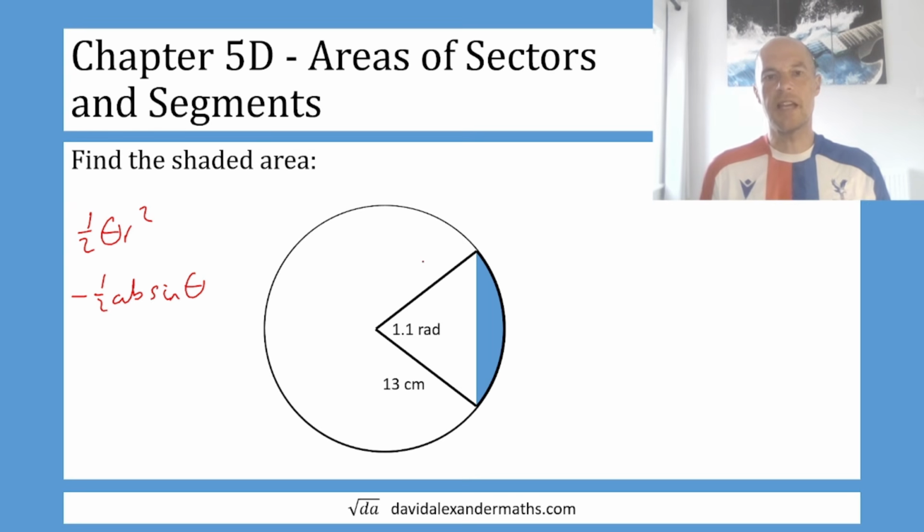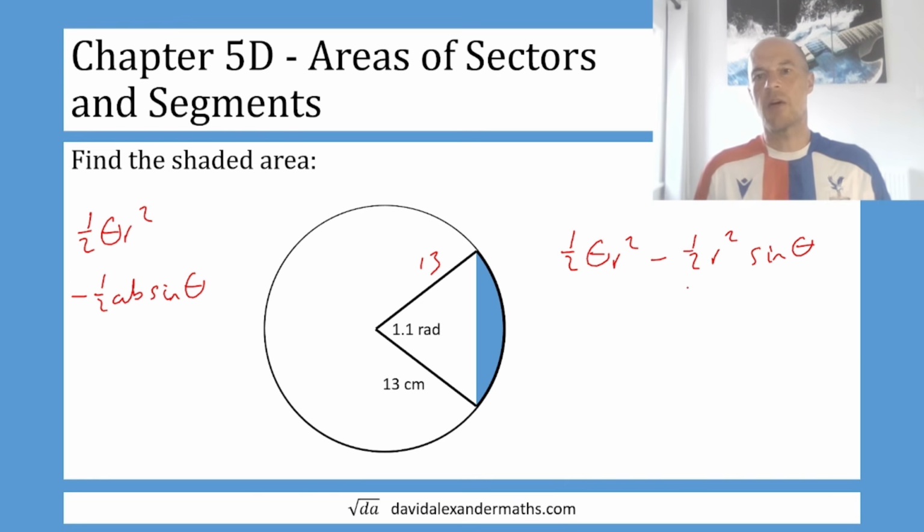A and B are both 13 in this case, but the key thing is that both A and B are radii. So what we have is 1/2 theta r squared, take away 1/2 r squared sine theta. And what we can do is factor out the 1/2 r squared, theta minus sine theta. So this is a formula we can use for the area of a segment.